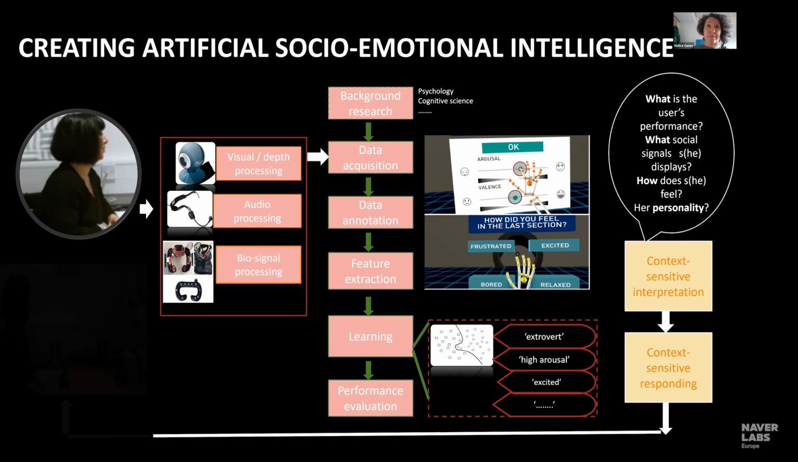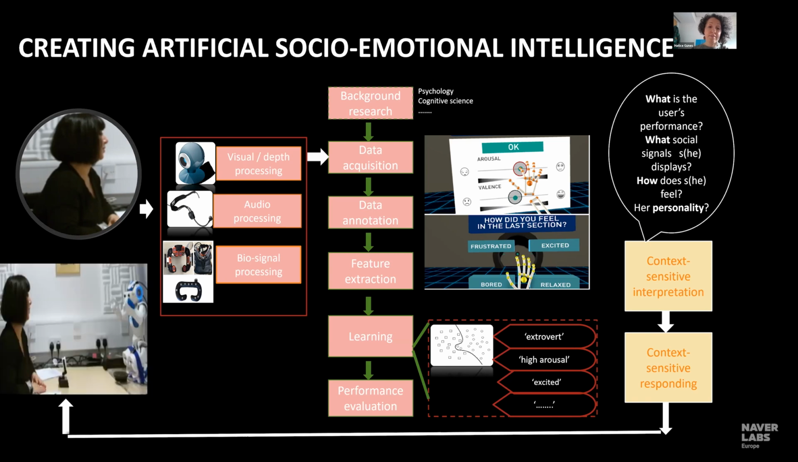So for instance, then we can say the person is smiling, but this is the smile of happiness, or it is the smile of embarrassment. And once we have this interpretation, then on the system side, ideally, we should do context-sensitive responding. So it could be a robot, an agent, or even a system like a VR system.